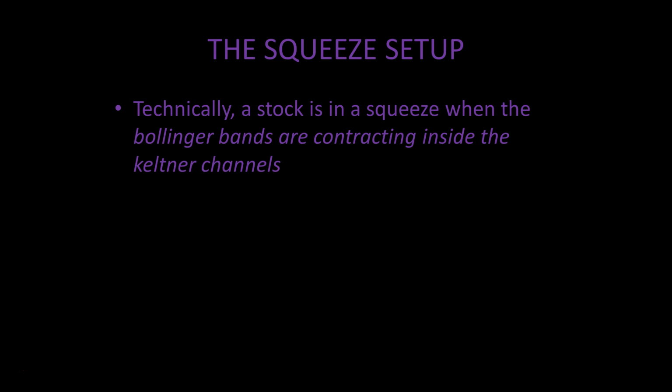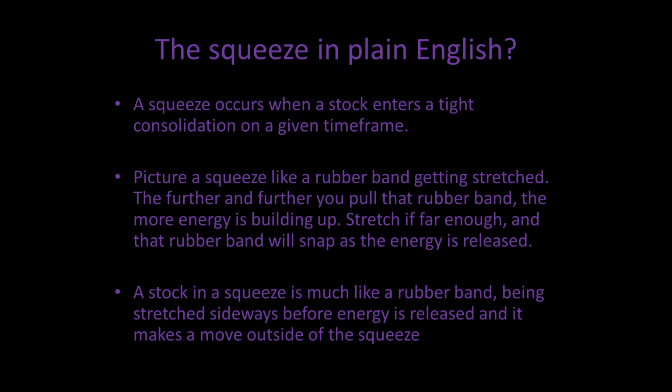So as I mentioned, guys, technically, a stock is in a squeeze when the Bollinger Bands are contracting inside the Keltner channels. In plain English, a squeeze occurs when a stock enters a tight consolidation on a given time frame. So here's the analogy I always use. I want you guys to picture a squeeze like a rubber band getting stretched.